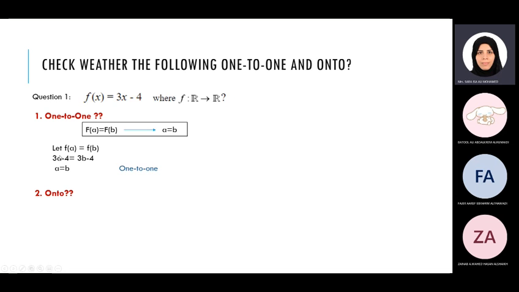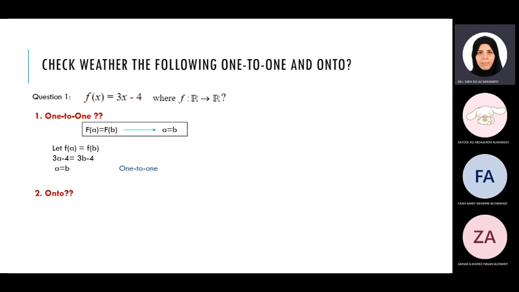Now I have two sides, and I will try to conclude that a is equal to b. If I add 4 to both sides, I get rid of the minus 4. Then I will divide both sides by 3, which removes the 3. So I will get a equal to b. It is one-to-one.